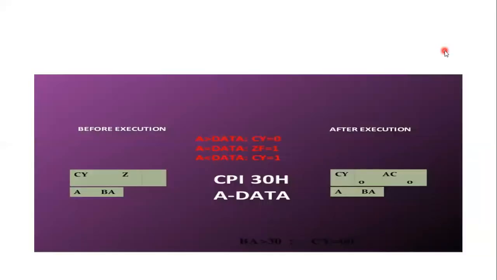Example. The accumulator has a value BA. And the value, that is the 8-bit data, is 30. So we have compared BA with 30. Since BA is greater than 30, therefore the carry flag becomes 0 and the auxiliary carry becomes 0.